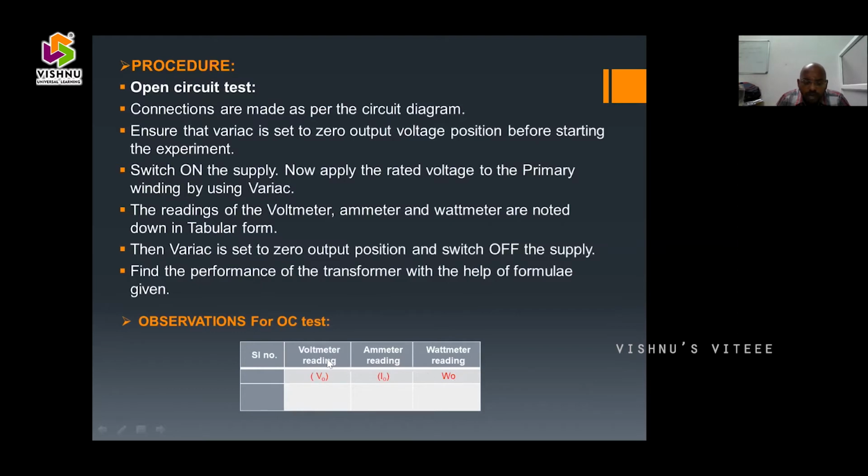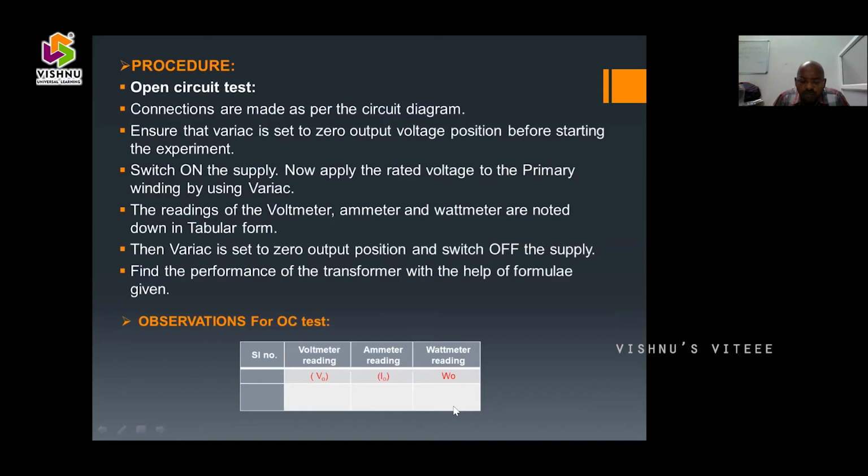The voltmeter reading, V naught, is the no load voltmeter reading, and the ammeter reading I naught is the current drawn by the transformer under no load test. The LPF wattmeter reading is mentioned as W naught. So under the open circuit test we got V naught, I naught, W naught. These are single reading experiments.